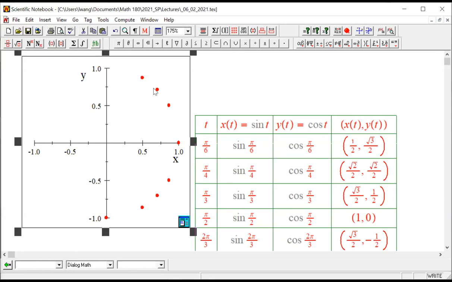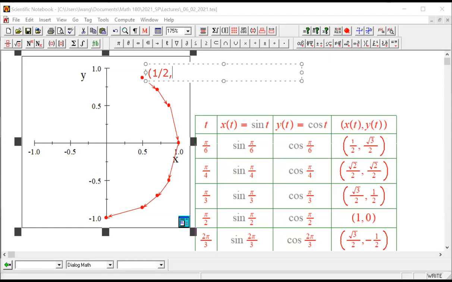So it goes in this direction, right? So you're going to put the arrows this way, that way, and mark the points. Okay, so let's mark the points. The first one is one half, and then √3 divided by 2.